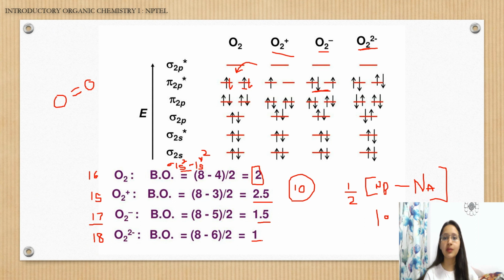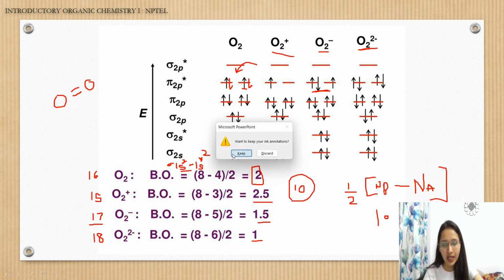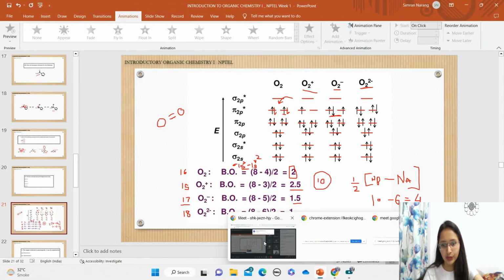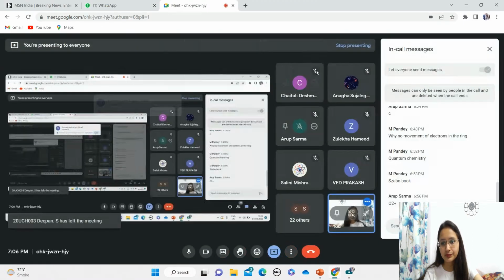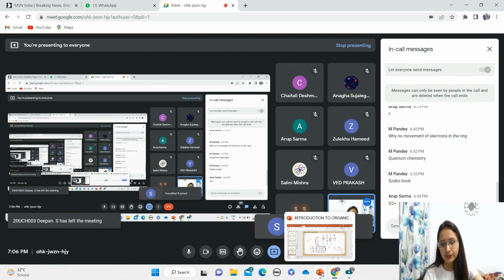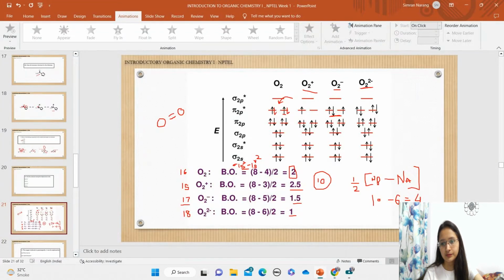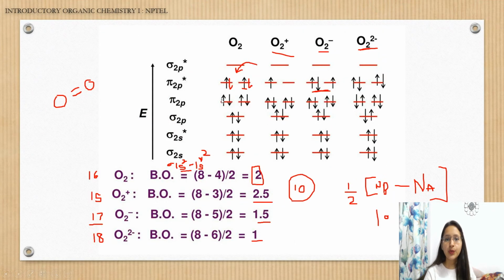So this is how molecular orbital theory tells you about the bond order. How you are going to calculate it is solely based upon molecular orbital theory. So this is how you are going to get the molecular orbitals and the electronic configuration, out of which you are going to calculate the bond order. Okay, so here comes the application of this molecular orbital theory.